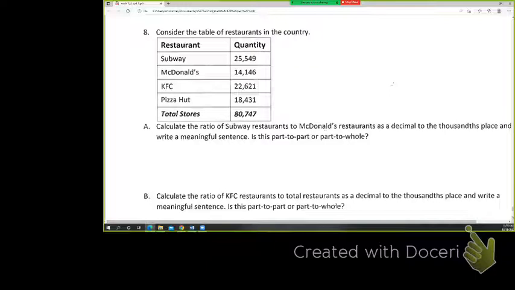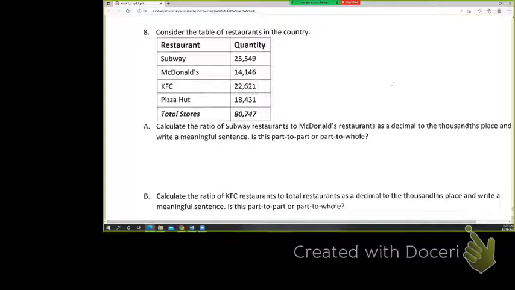So these are restaurants in the country. We're going to calculate a ratio of Subway restaurants to McDonald's as a decimal to the thousandths place. You've got to move the decimal. Two to the left or two to the right? Slow down, just slow down. We got it. Sorry, it's okay.